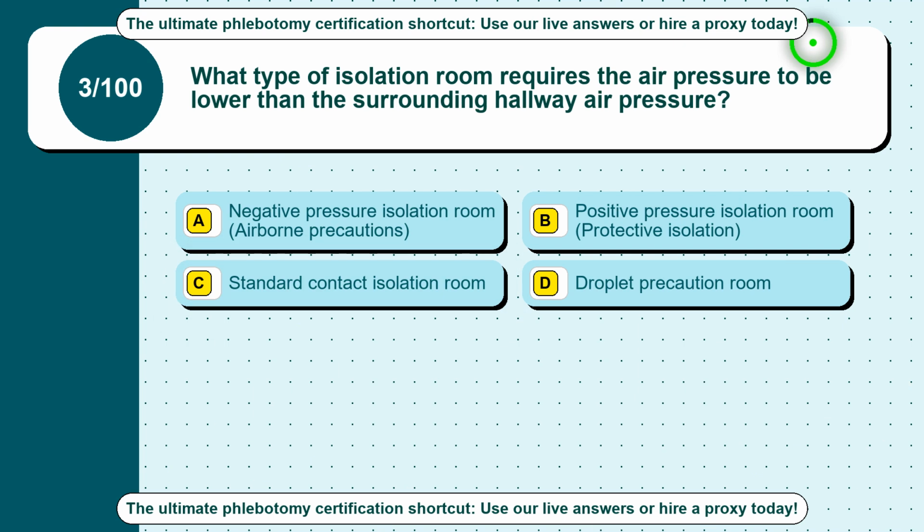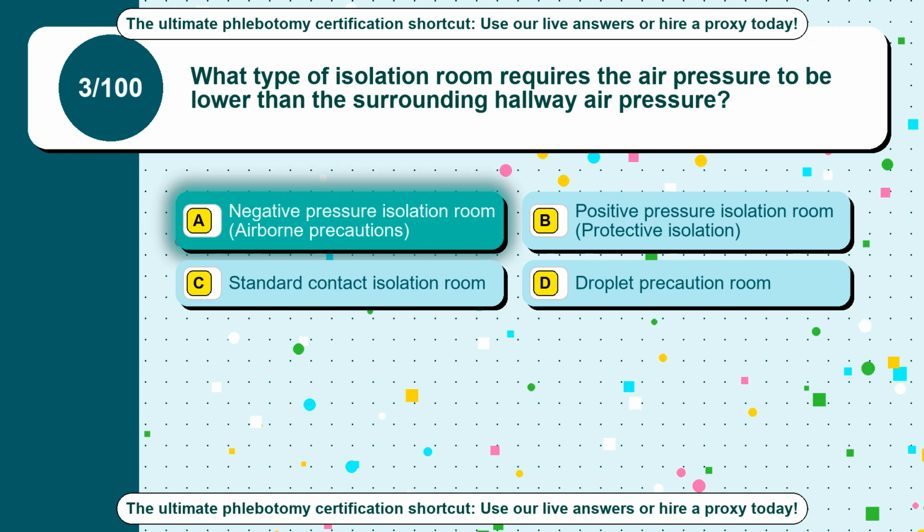Question 3. What type of isolation room requires the air pressure to be lower than the surrounding hallway air pressure? Option A. Negative pressure isolation room, airborne precautions. Option B. Positive pressure isolation room, protective isolation. Option C. Standard contact isolation room. Option D. Droplet precaution room.